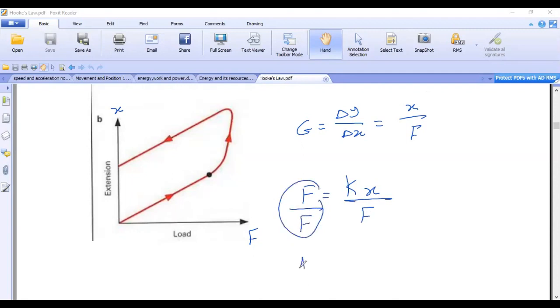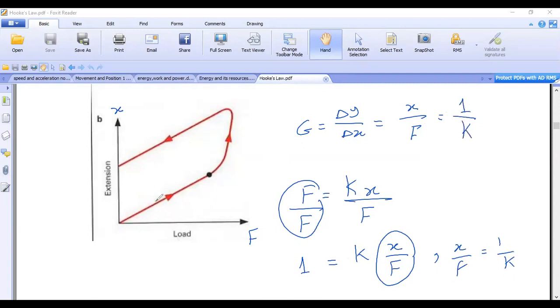F over F equals 1. So 1 equals Kx over F. We need x over F, so x over F will equal 1 over K. Okay, so here this equals 1 over K.